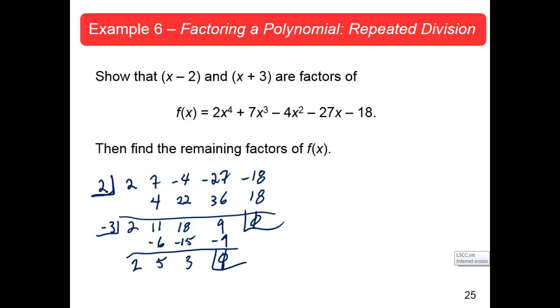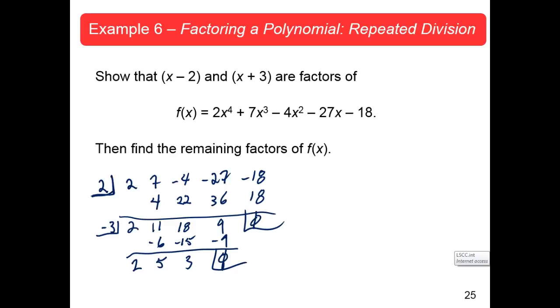Could it have any more? How many possible factors could that original problem have? Remember, it can have up to 4 zeros. That means it could have up to 4 factors. We found 2 of them. There's potentially 2 more. You don't have to have any more. Potentially 2 more out there. How would we find those?